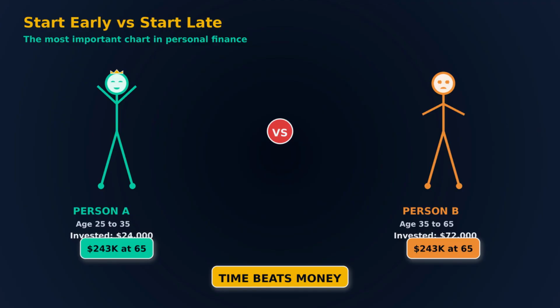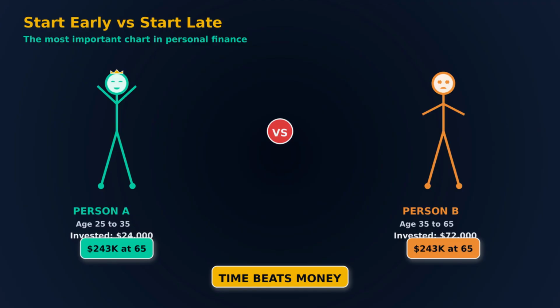Total invested, $72,000. At age 65, assuming the same illustrative 7% average annual return, person A, who invested only $24,000 but started early, has about $243,000. Person B, who invested 3 times as much money but started 10 years later, has about $243,000. They end up roughly equal, even though person B invested 3 times as much of their own money. Person A's 10-year head start was worth as much as 30 years of contributions.